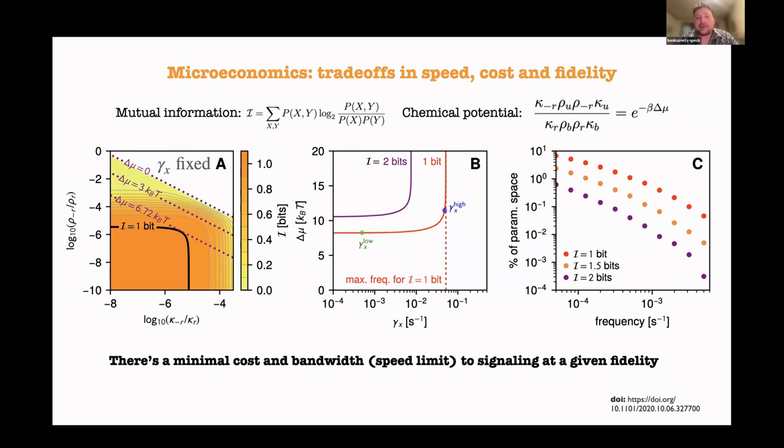And so what we see is that the percentage of parameter space that actually allows us to signal with different informations is greatly reduced as we increase the signaling speed. So for example, there's around a 10 to the 3-fold difference between the amount of parameter space allowing for signaling with 1 bit versus 2 bits.